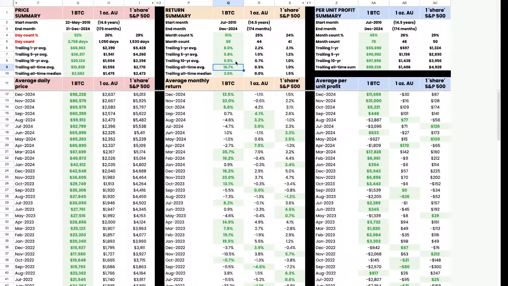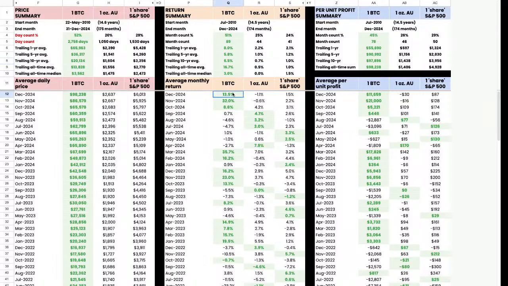Go back 10 years. It only gets better for Bitcoin, 6.5%. You get under 1% now for gold. S&P stays at about 1% per month. Okay, so Bitcoin is 6.5 times better than stocks, and more than that, better than gold, in terms of returns.